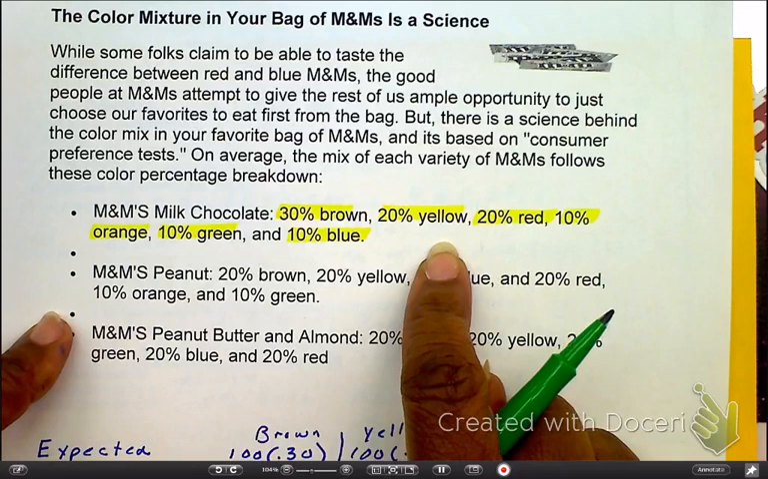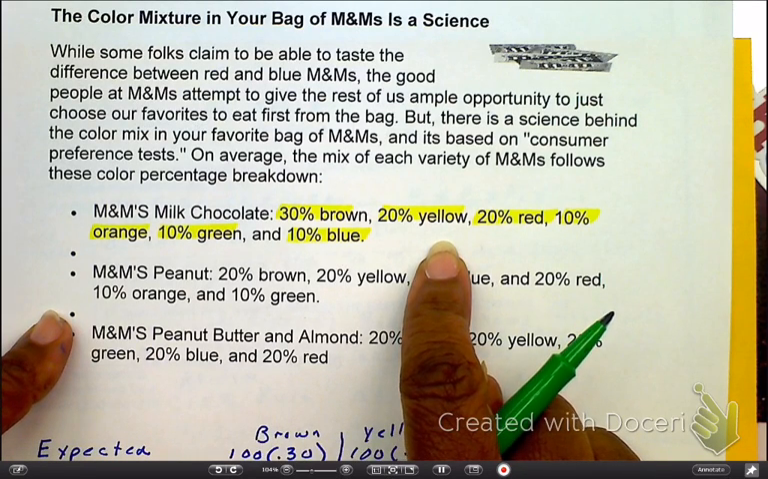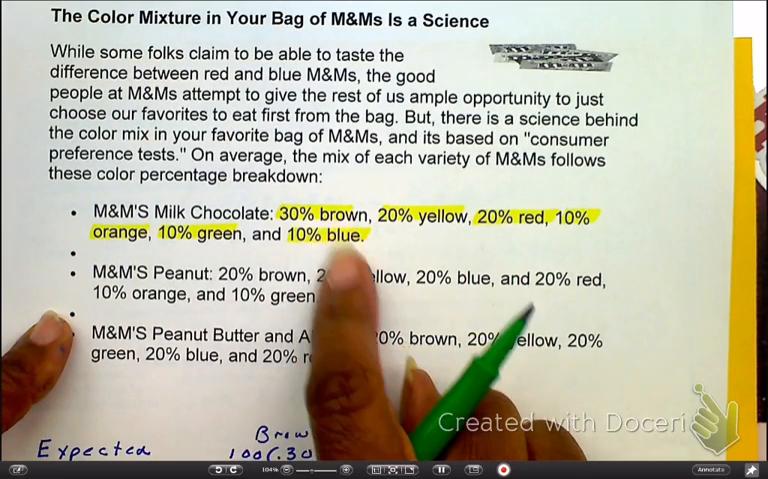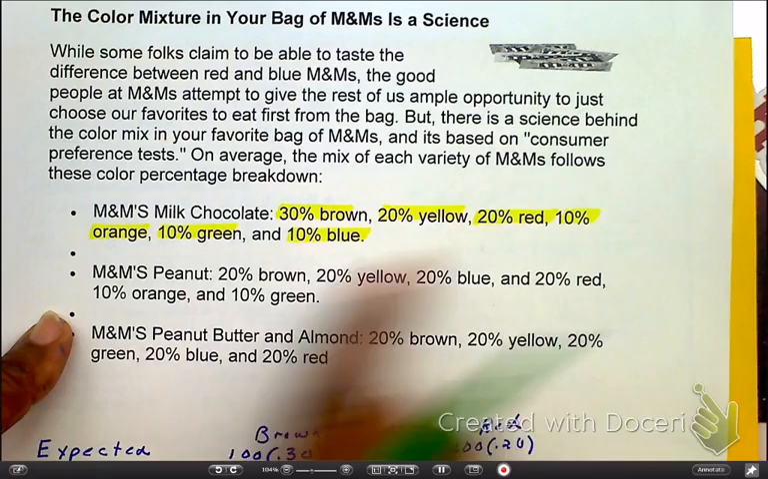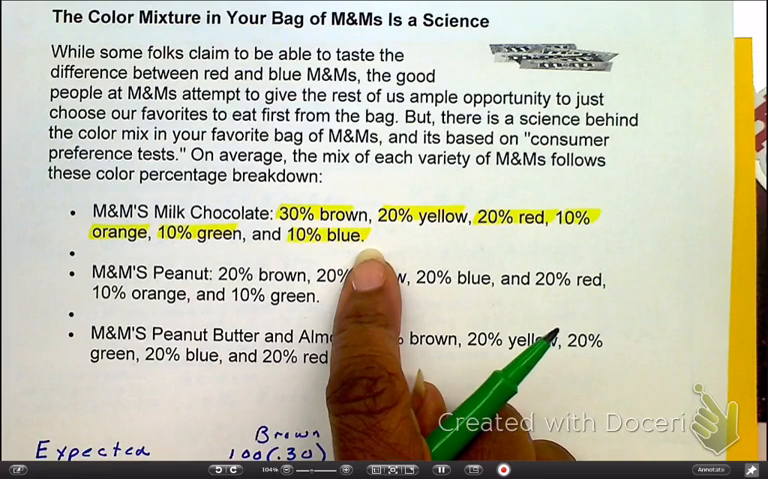So how are we going to utilize that information if, from the start, the company is saying, this is a customer favorite, so that's why we go with the 30%, and here the 10%, I guess, are the least favorite. I'm wondering how old this is, because aren't there blue M&Ms now? But we're going to stick with what we have here.